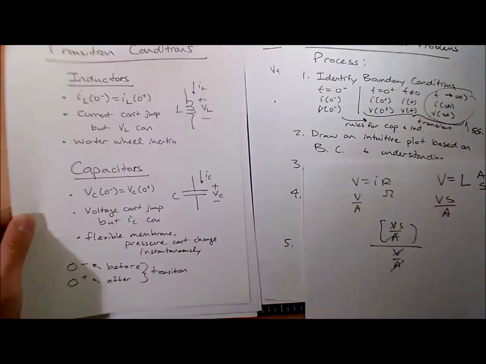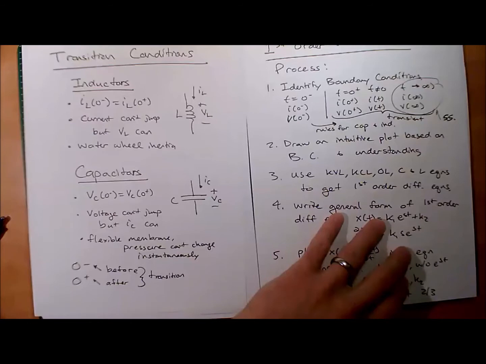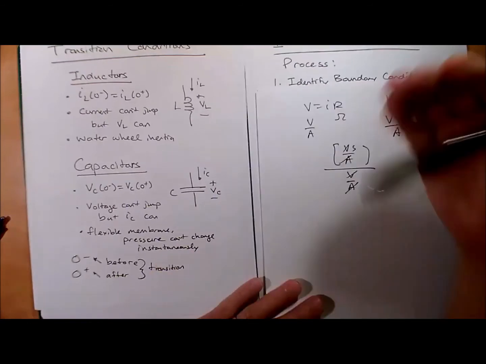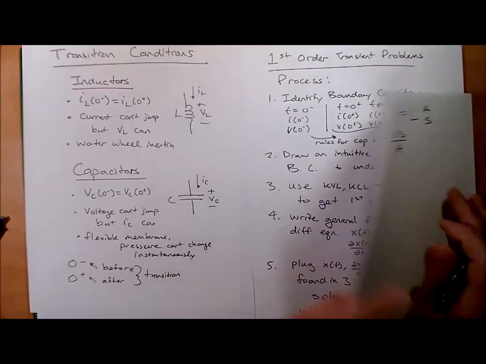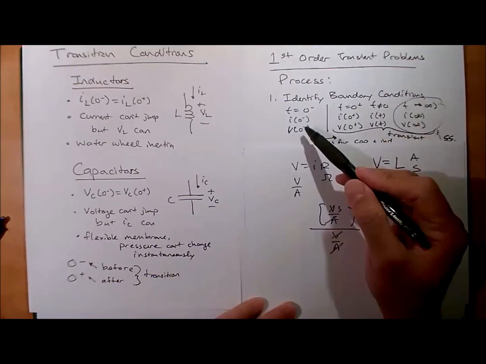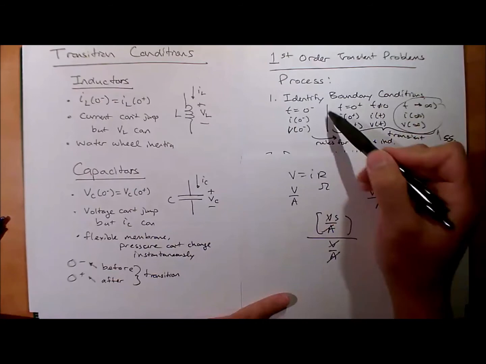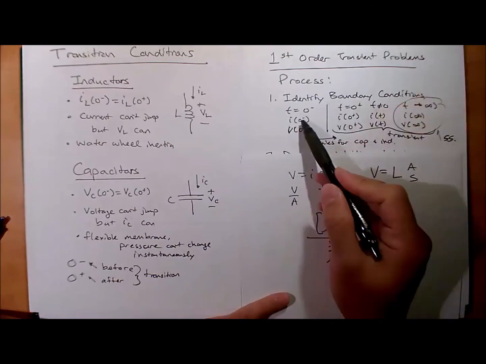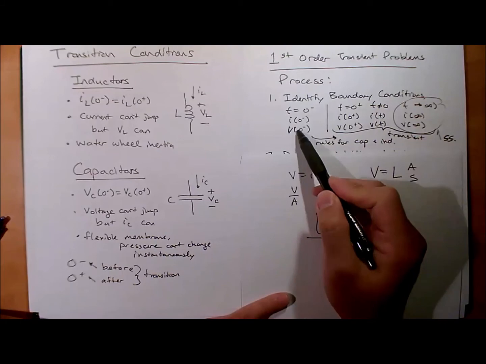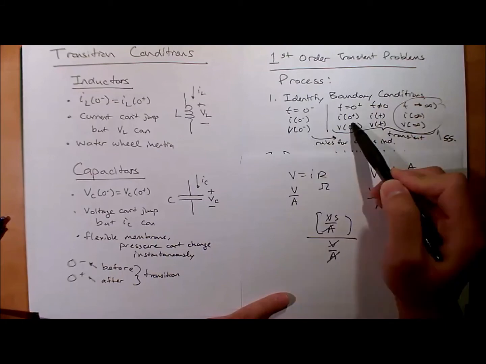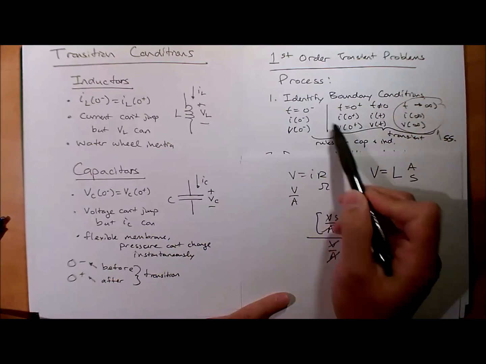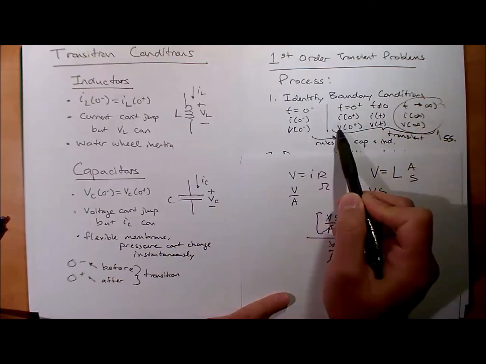So here I want to clearly delineate the process for these first order differential equations. So the first thing you want to do is identify these boundary conditions. Let's say you have a transition. You want to know, for whatever element you're looking at, what's the current or voltage before the transition, and what's the current or voltage after the transition? And here, depending on if it's a capacitor or inductor, you might say these are equal or these are equal.